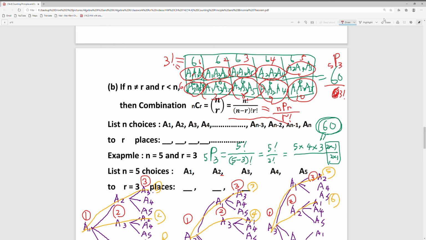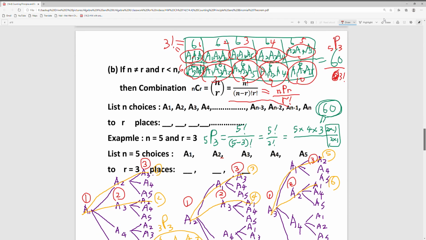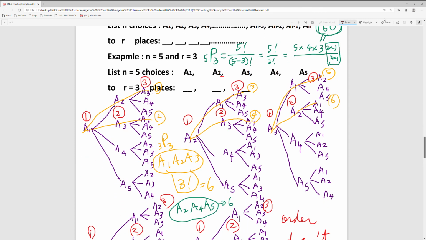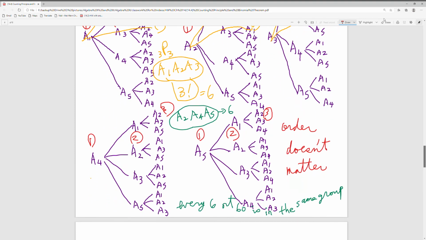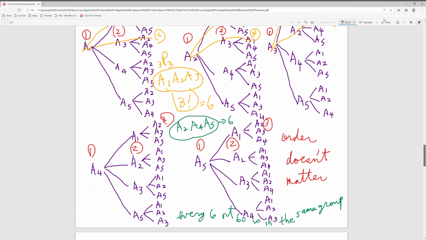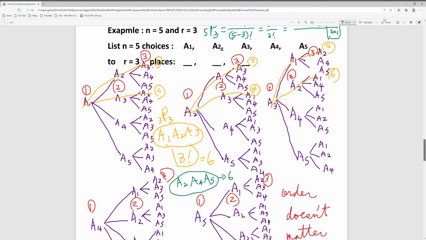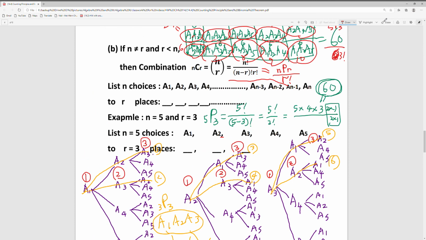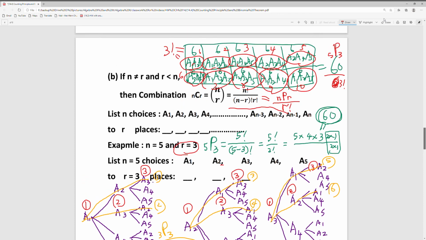Okay, so I'm done with the combination formula. This combination formula shows you more detail for all the possible choices for permutation. And then among those 60 permutations, we divide by the number in each group, which is r factorial. So that's how you get the formula. Okay.